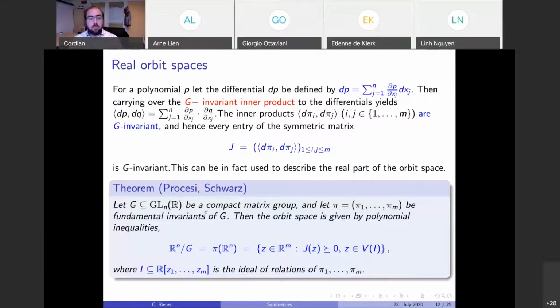So the real part of the orbit space, the image of Rn under the map pi, this is a map from Rn to Rm in general. And the points are all the points in Rm that lie in the variety defined by the algebraic relations of my generators. But additionally, they need to satisfy that this polynomial matrix inequality is positive semi-definite.